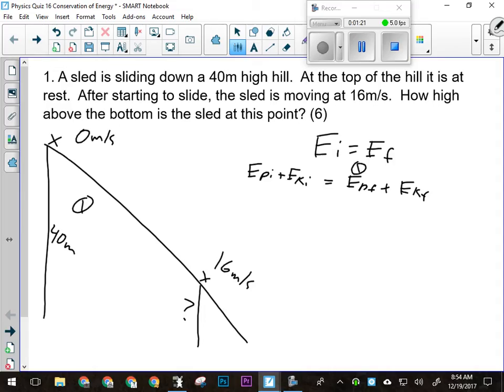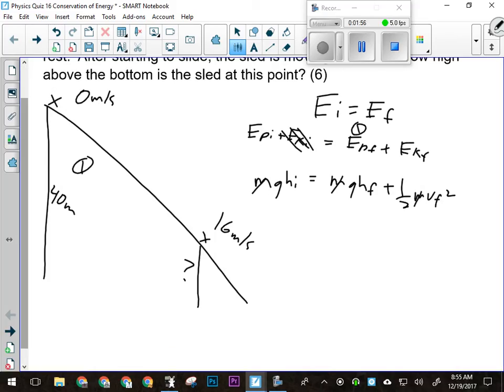Now what we have to do is recognize what kinds of energy we have or don't have. Are any of those 4 things 0? Yeah, EKI is 0 because we don't have any velocity or any speed at the beginning, and thus no kinetic energy at the beginning, right? So our next step then is to put in our formulas. MGHI equals MGHF plus 1/2 MVF squared, right? Were we given M? We were not. Doesn't matter, it cancels anyway.